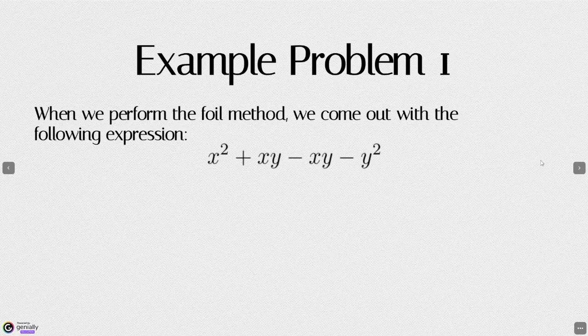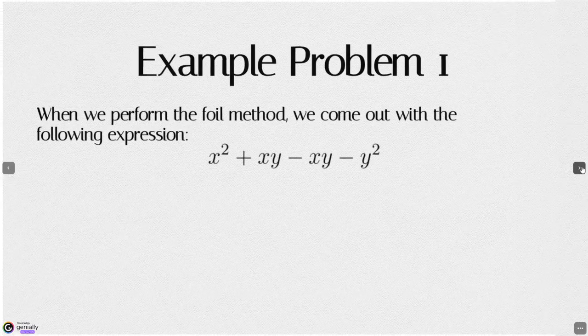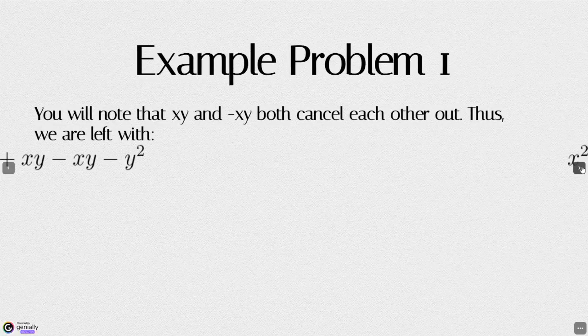So, when we perform the FOIL method, we come out with the following expression of x squared plus xy minus xy minus y squared. Now, when you look at this, you can tell that xy and negative xy cancel each other out. They are no longer inside the term because xy minus xy is just 0. So, when we perform our simplification, we're just left with x squared minus y squared.